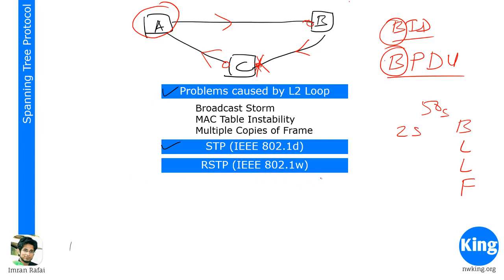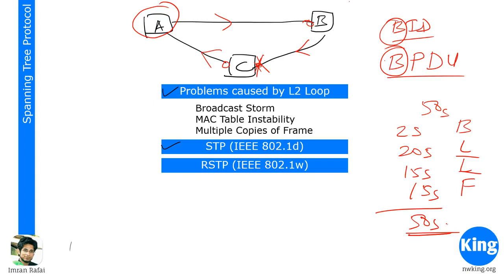If any device does not receive a hello message, it waits for 10 times the hello timer, right? By default it is a 2 second hello timer, which means it waits for 20 seconds, or 10 hellos. If it misses 10 hellos, then it starts taking action. Taking action means it goes to the listening state and stays there for 15 seconds, and then it goes to the learning state and stays there for 15 seconds. So totally 15, 15 and 20, it's 50 seconds, right? So it takes a lot of time to converge, and in a switching world that is a lot of time.